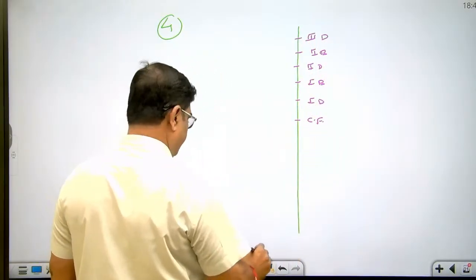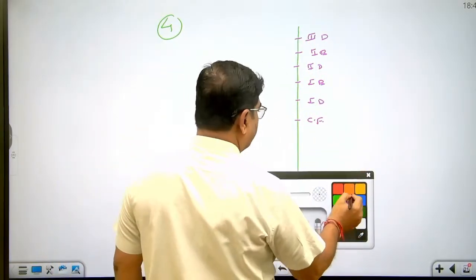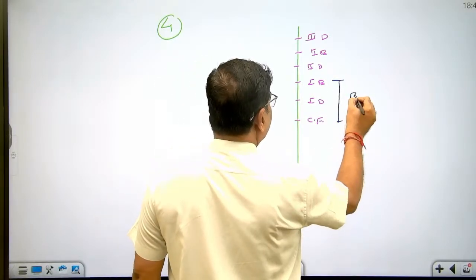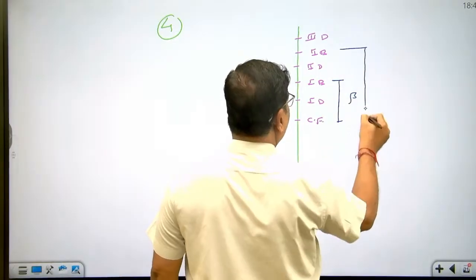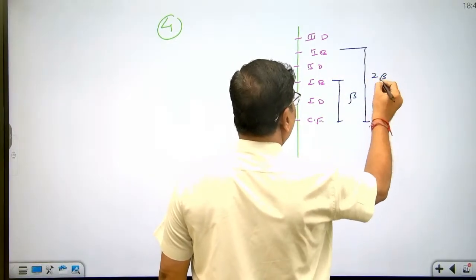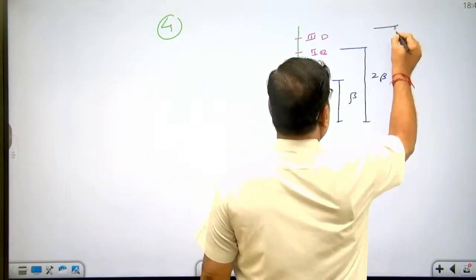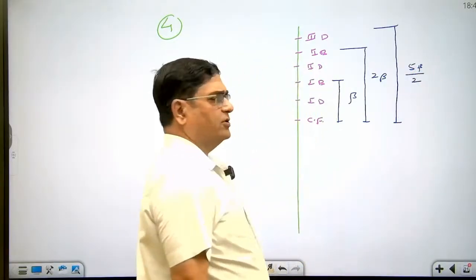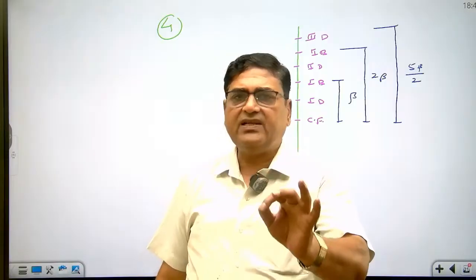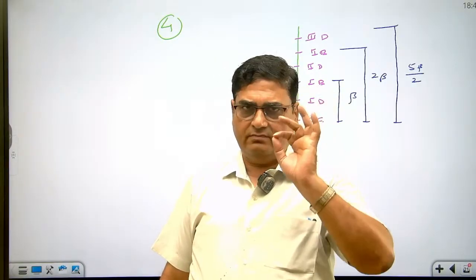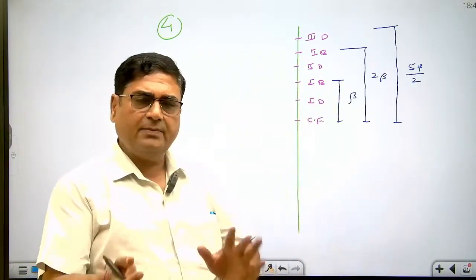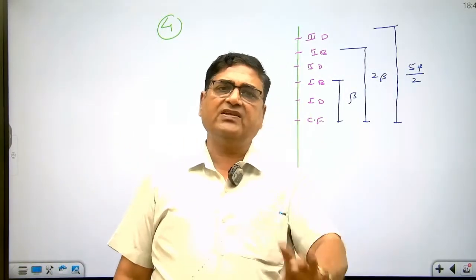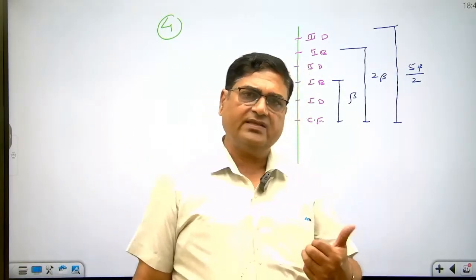Now let's see. All distances will be measured with respect to the central fringe. The position of first bright from central fringe is beta. Position of second bright with respect to central fringe is 2 beta. The position of third dark with respect to central fringe is 5 beta by 2. So remember, fringe width and fringe position are different terms, and the similar is the case for angular fringe width and angular fringe position.